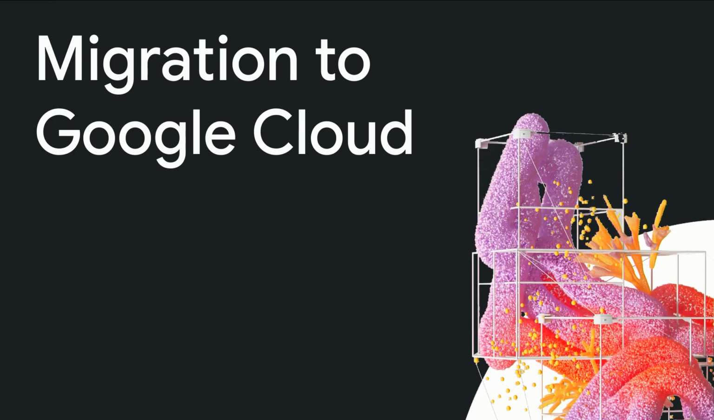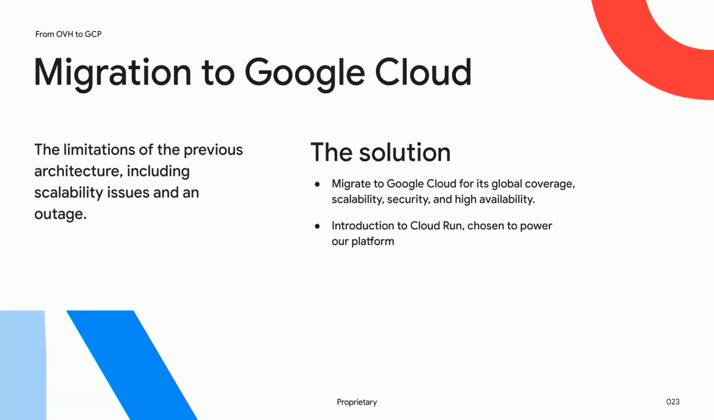Recently, Metrio migrated to Google Cloud from another cloud service provider. Let us see why. Metrio migrated to Google Cloud from a previous stack that ran Ruby on Rails on a VM on a different cloud vendor. The old architecture was hard to scale because everything was co-located on the same machine. They were looking for a reliable new cloud provider that would allow scaling in the long run. They also suffered outages, which motivated migration to Google Cloud for its global coverage, scalability, security, and high availability.